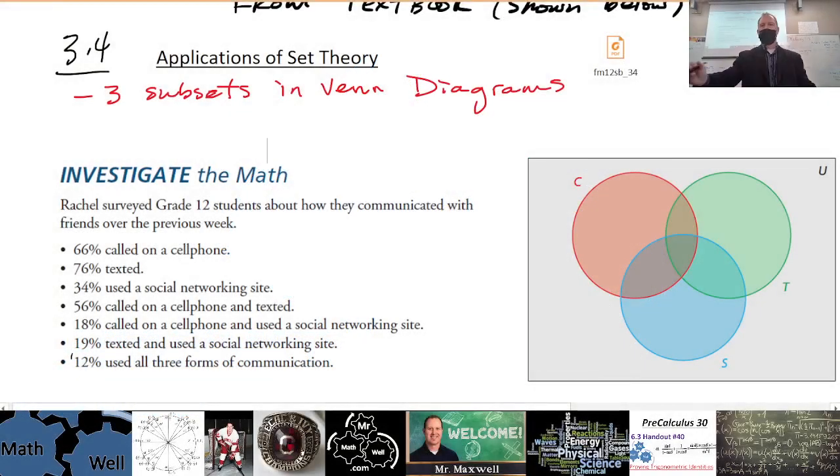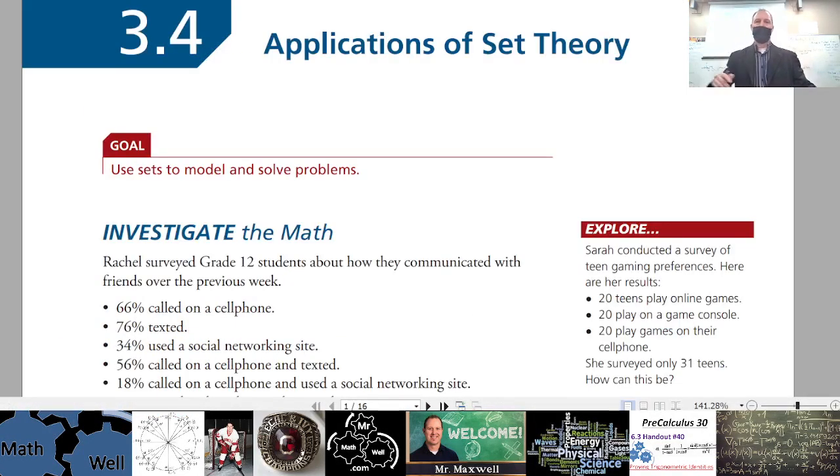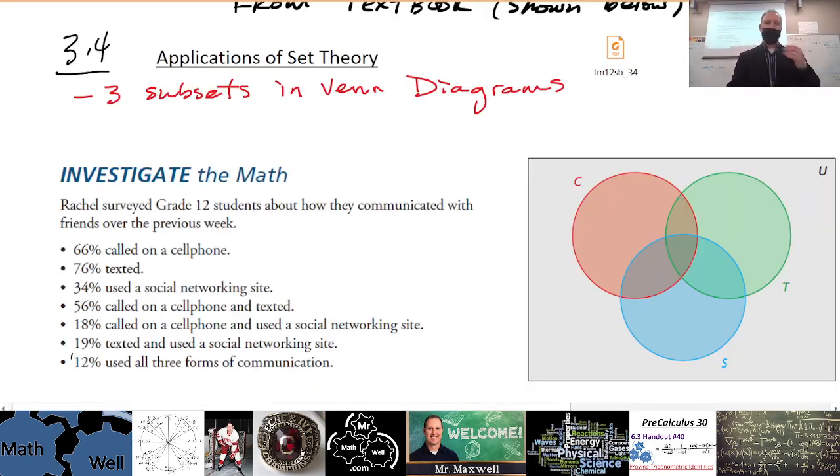All right, so 3.4 here in your textbook is called Applications of Set Theory. This is what it looks like in your Foundations Math 12 book by Nelson Publishers. We're going to start off by taking a look at the very first example, called the Investigate the Math example.